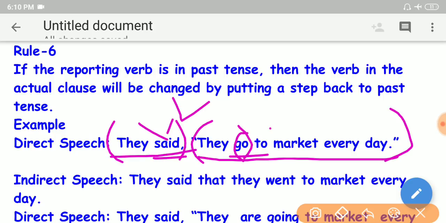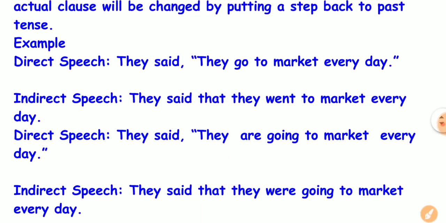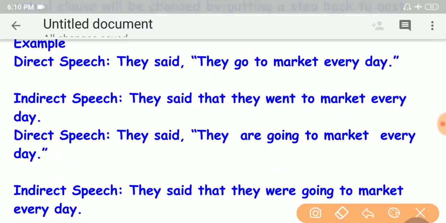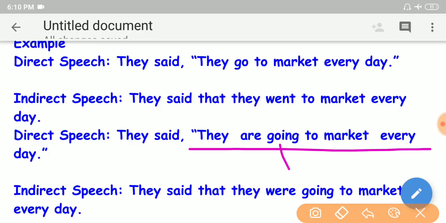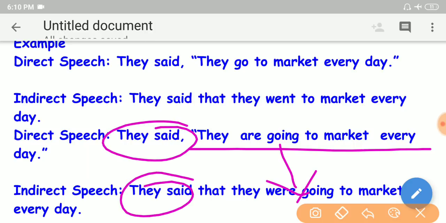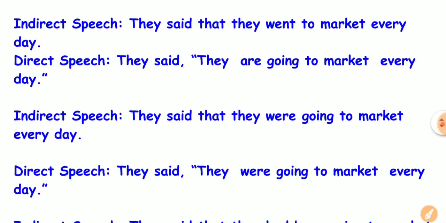See here, they said that they went to market every day. One step back: go is present, went is past. Let us go on. See here, present continuous is there. One step back means past continuous, my dear friends. Because of past tense, if present continuous is there, one step back means past continuous.